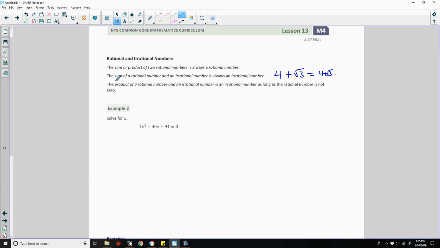Okay. The product of a rational number, 4, times an irrational number is an irrational number as long as the rational number is not 0. So 0 is rational because 0 times the square root of 3 is 0, the zero product property. That would equal 0. But any other number besides 0 that's rational times a radical or an irrational number is going to be irrational. Alrighty, so that's just recapping irrational and rationals.